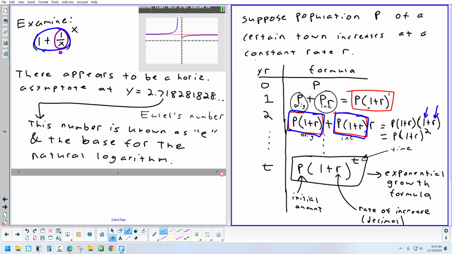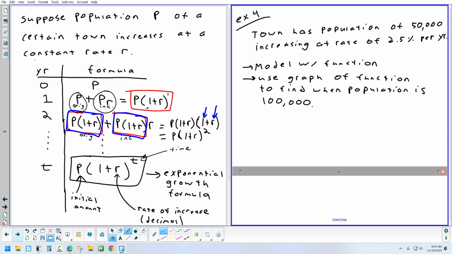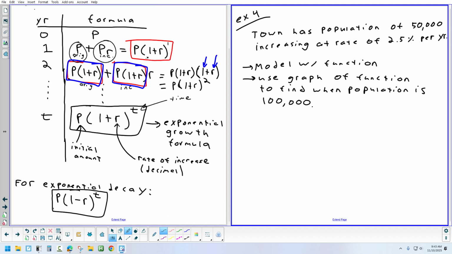All right, so let's try an example. It says that we have a town that has a population of 50,000 people, increasing at 2.5% per year. They want us to graph it and basically find when the population doubles. So we're figuring out how long it takes the population to get to 100,000 people. So we're going to write down our population as a function of time.